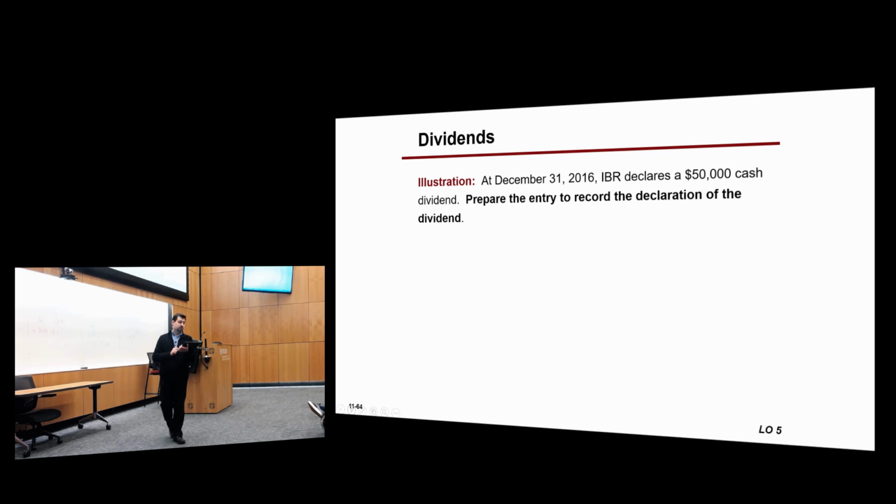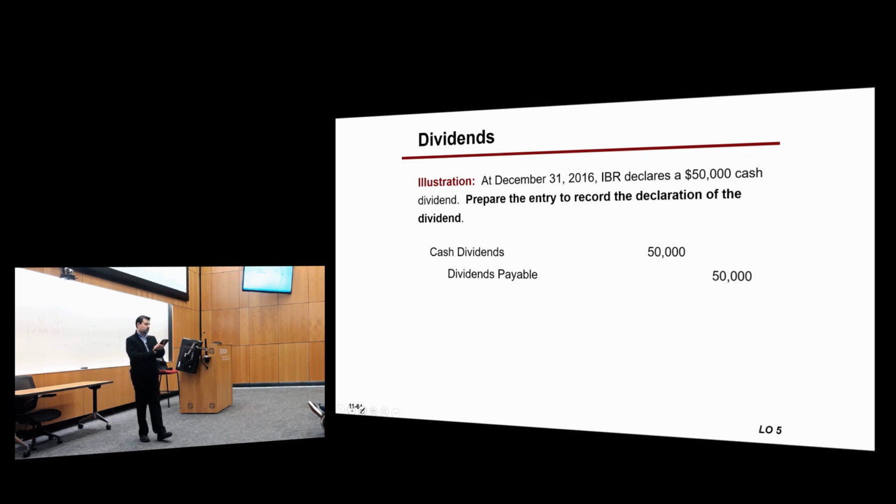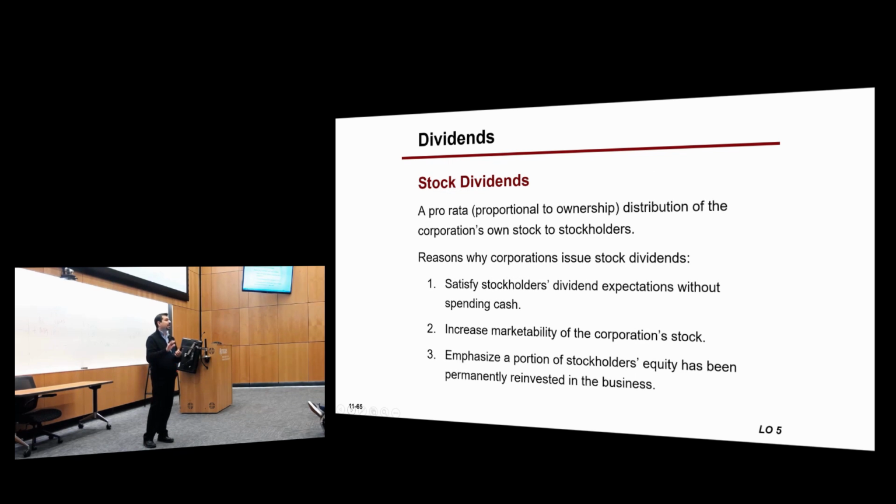December 31st, this is 2016. They declare 50,000. We need to prepare the journal entry for the declaration of the dividend. The company will have cash dividends 50,000, and then dividends payable 50,000. When it is later on paid, we debit the liability and we credit cash.